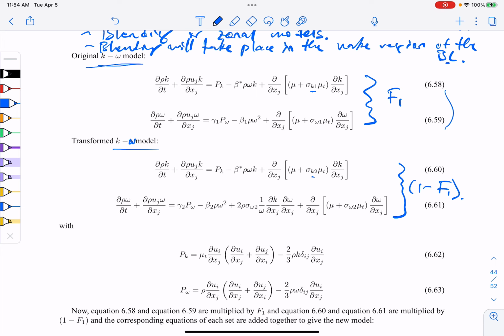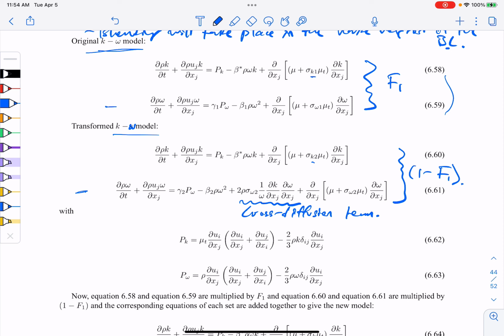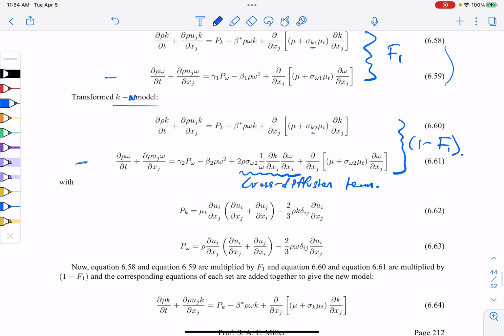And, excuse me, omega. What you're going to see here is if you compare the omega term, the specific dissipation term, 659 and 661, you'll see only one major difference, which I noted above, this term here, which is the cross diffusion term. And that's added in to have blending between K and omega. And let's look a bit at what that means. Also, there are these production terms here for K and omega. They're pretty much remaining the same.